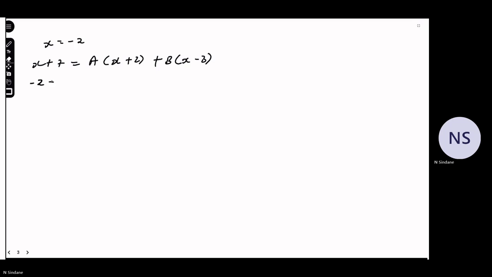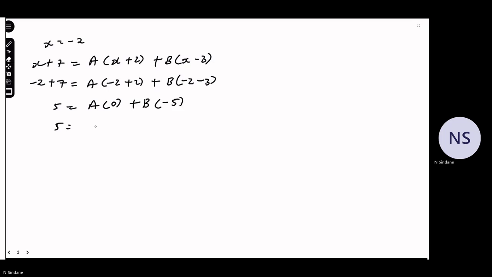Negative 2 plus 7 is equal to a into (negative 2 plus 2) plus b into (negative 2 minus 3). Then I have 5 is equal to a into 0 plus b into negative 5. Then 5 is equal to negative 5b. Divide by negative 5, and the value of b is equal to negative 1. Now, I can come back and substitute the values of a and b.